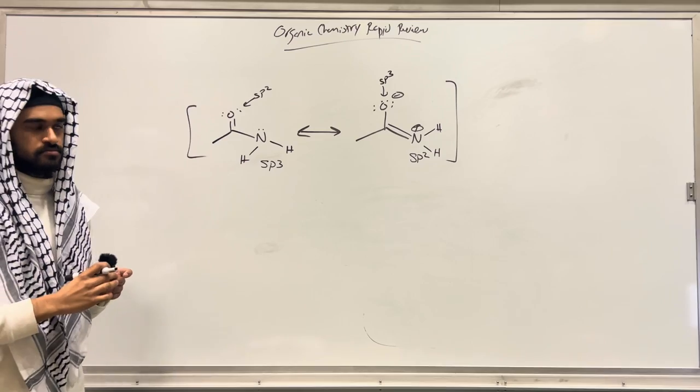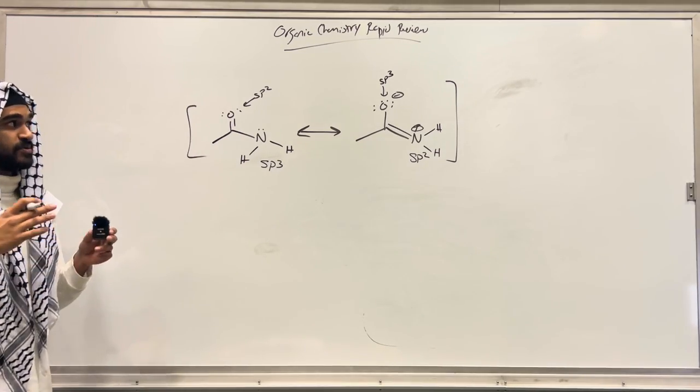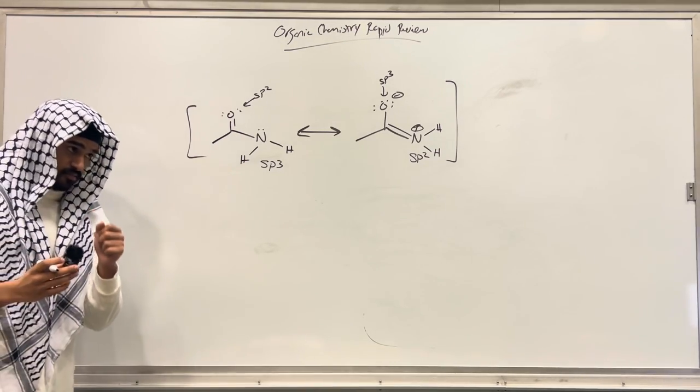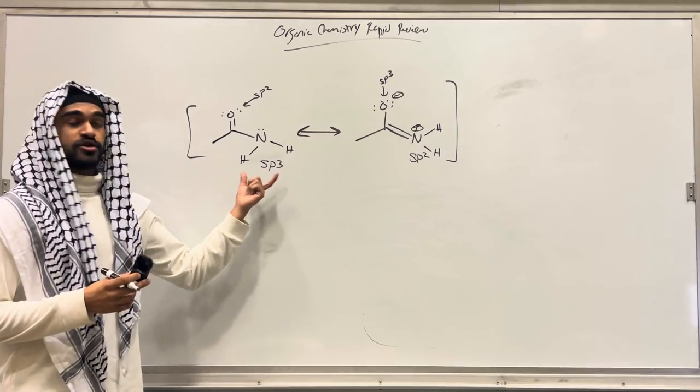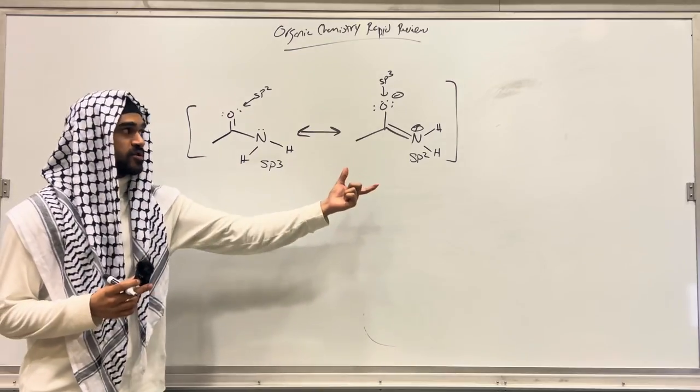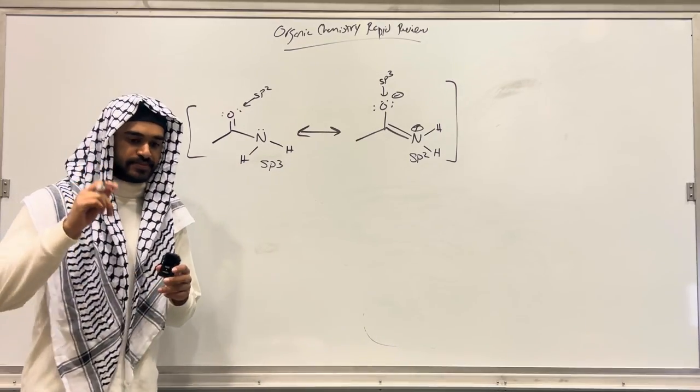Right? So for both of them, are they both sp2 and sp3? Are they both sp2? Are they both sp3? What is it? Do we just look at the neutral and base off of that? Do we look at the resonance contributor based off of that? Here's a question.